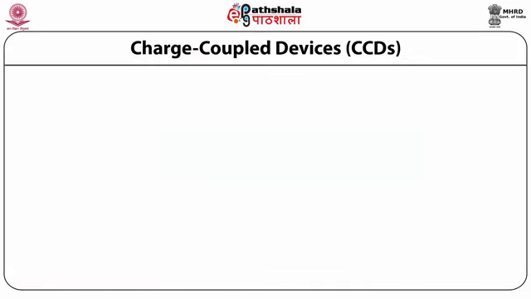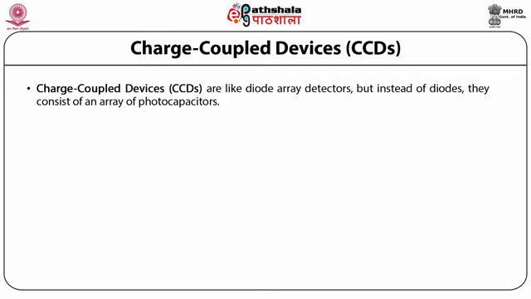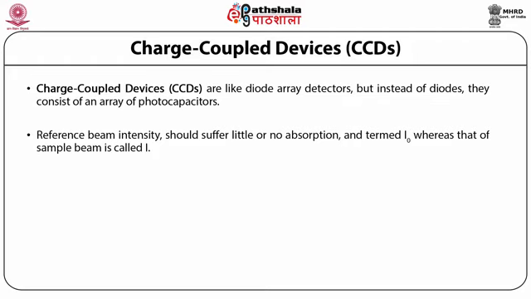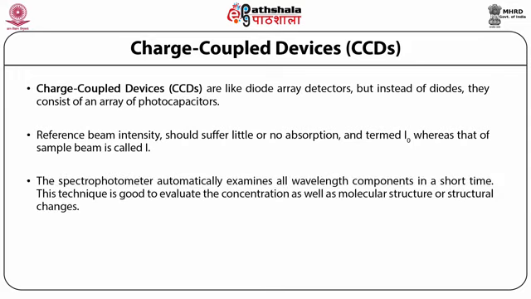Charge coupled devices, CCDs, are like diode array detectors, but instead of diodes, they consist of an array of photocapacitors. Reference beam intensity should suffer little or no absorption and is termed I0, whereas that of the sample beam is called I.